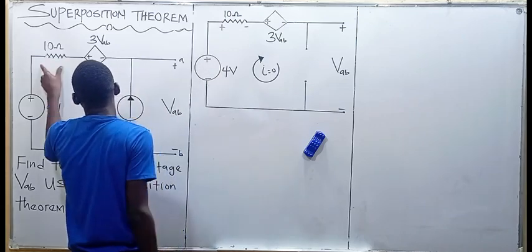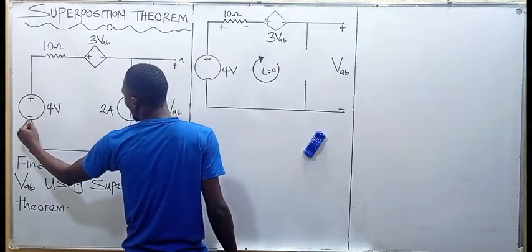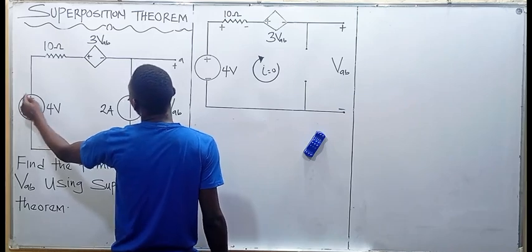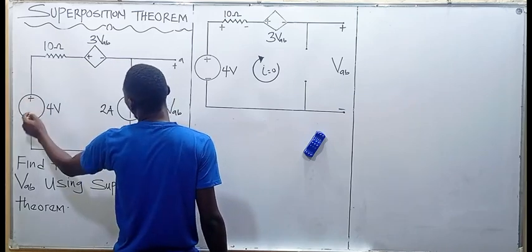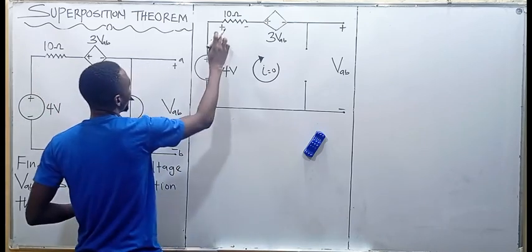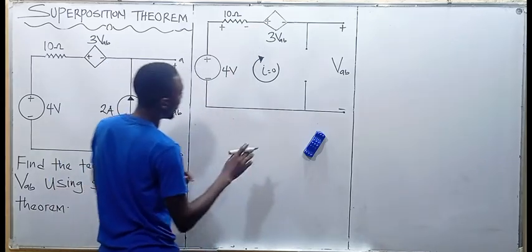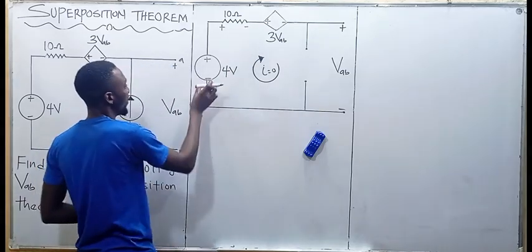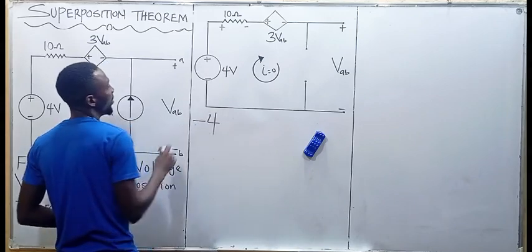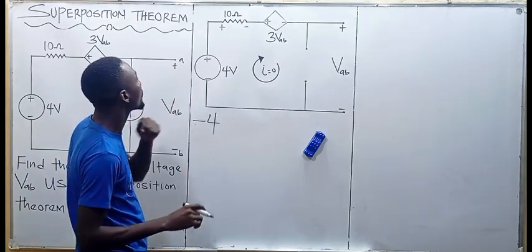Don't forget that we are not given this one, but we know that if this one is negative, this will be positive. Current flows from positive to negative, I hope you understand that. So negative, positive, positive, negative. We are starting from negative, so it's going to be -4. So this is 4 volts.